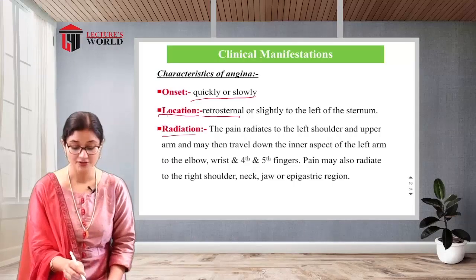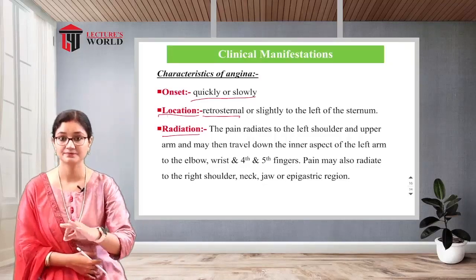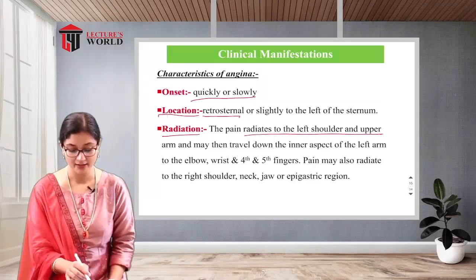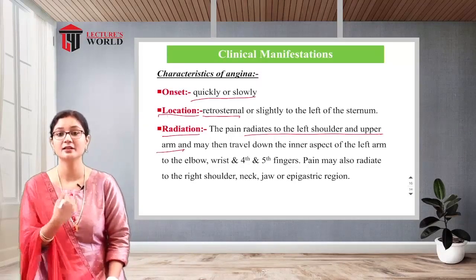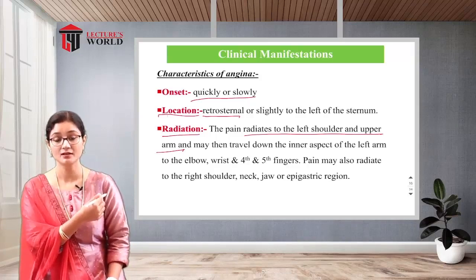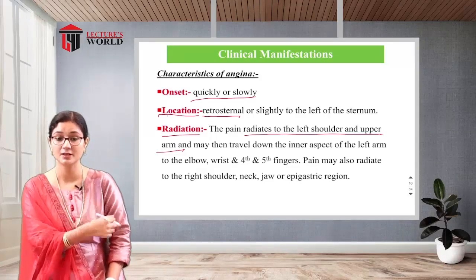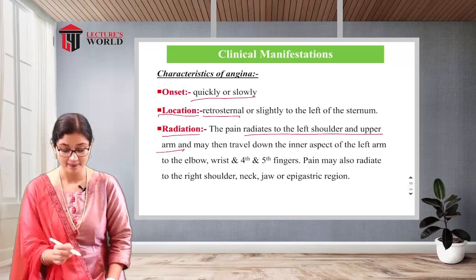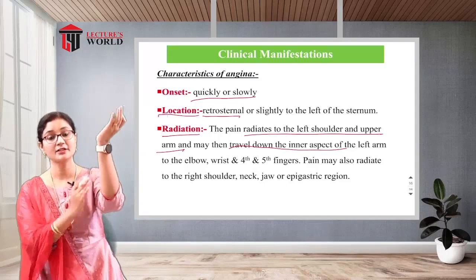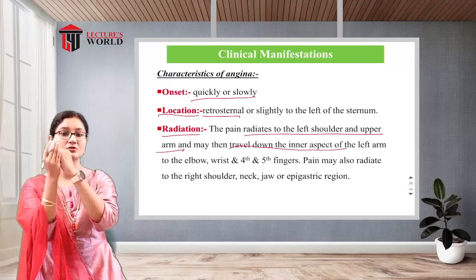Okay, radiation, very important. This is only related to angina and MI, myocardial infarction. The pain radiates to the left shoulder and upper arm. So where it radiates, मतलब फैलता कहाँ है? So it radiates to the left shoulder, and then to the upper arm of the left only. Then it travels down to the inner aspect. What is the inner aspect? This is your inner aspect. So it travels down the inner aspect and reaches your last two fingers.